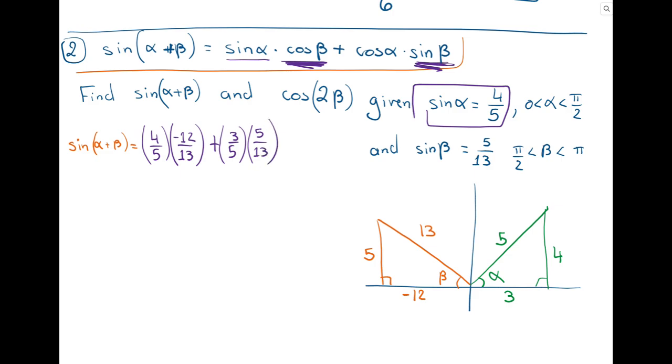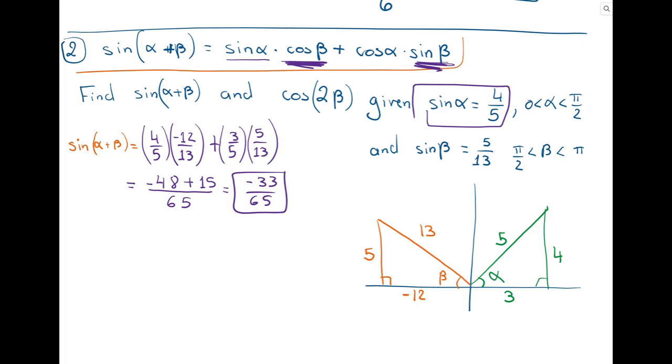And then you're just going to simplify all of that, and that will give you negative 48 plus 15, if I did that correctly just a few minutes ago, over 65, and then that will be negative 33/65. Okay, that's the answer for sine of alpha plus beta.